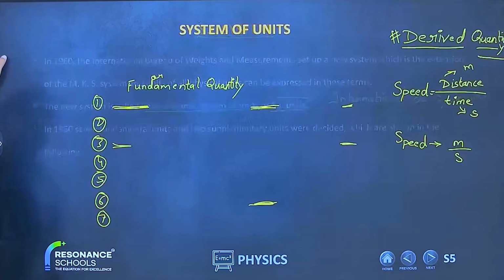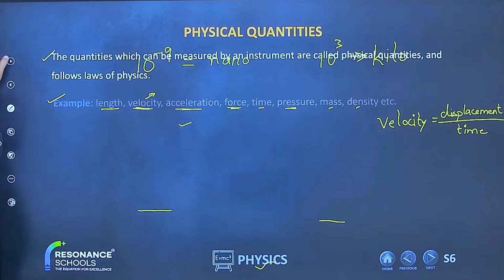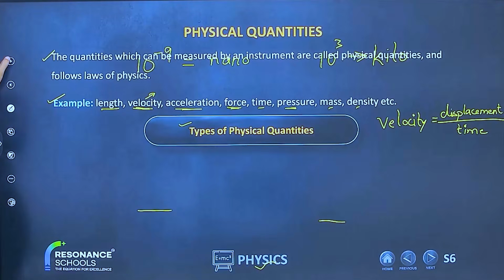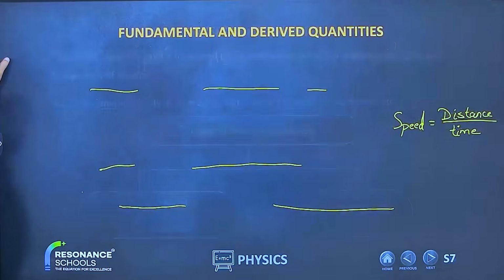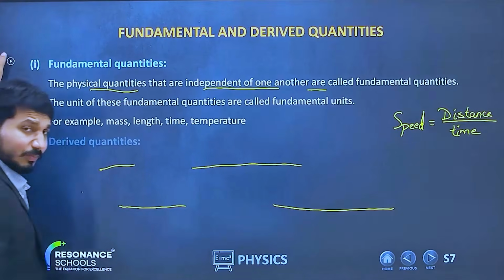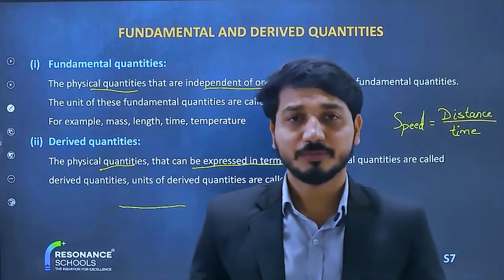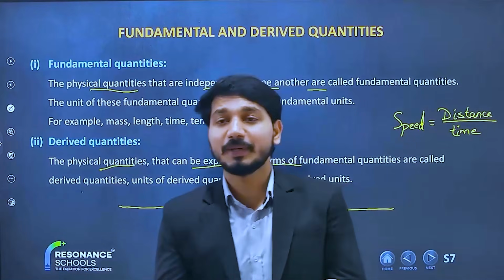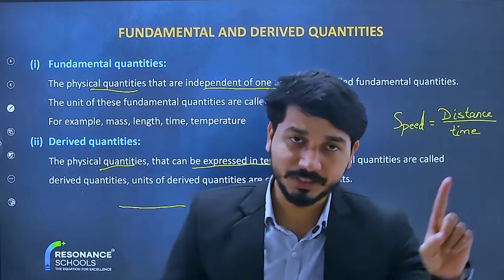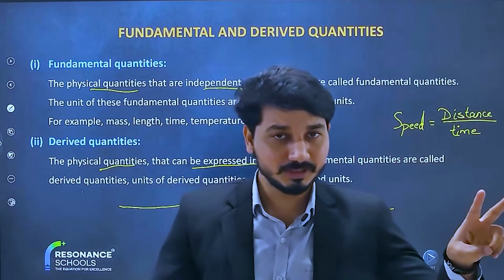After this, we discussed physical quantities. Basically, the quantities which can be measured by an instrument are called physical quantities, and physical quantities are of two types. One is fundamental, another one is derived.